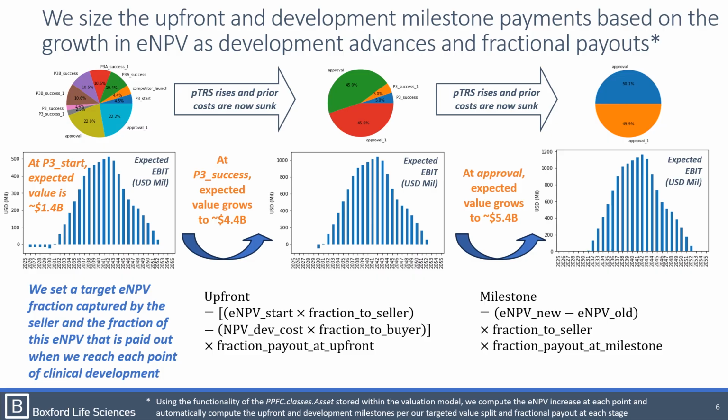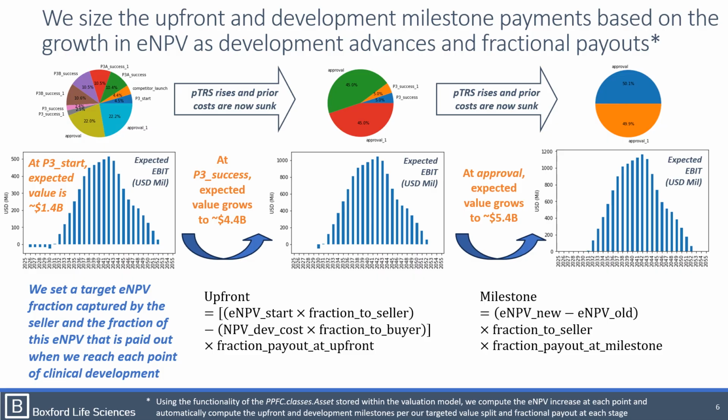Then when we move forward in time, as we get to phase 3 success and approval, the expected net present value continues to grow because the probability of technical and regulatory success is rising as we mitigate more of the risk of development. We now have the prior costs of development sunk and they don't work against us when we do the valuation, and all these future sales then become closer in time to the time of the valuation, and all of those attributes then correspond to an increase in expected net present value.